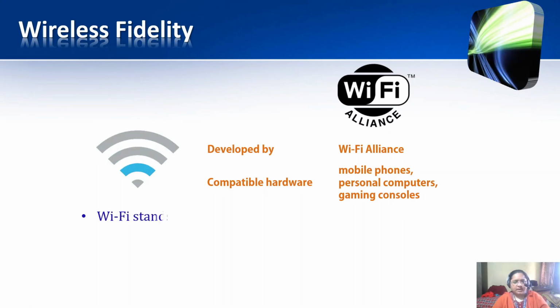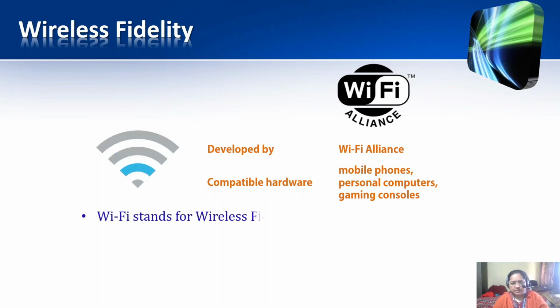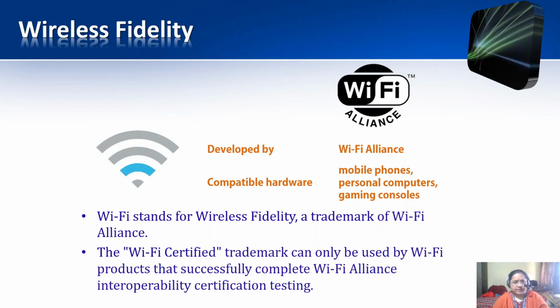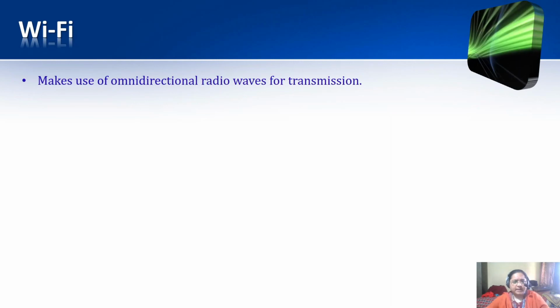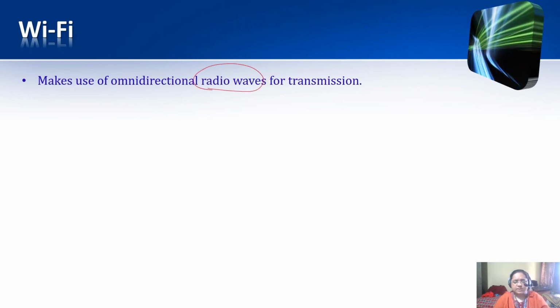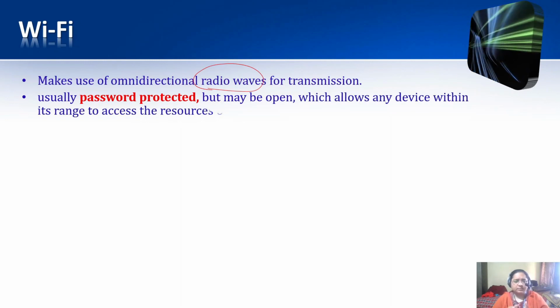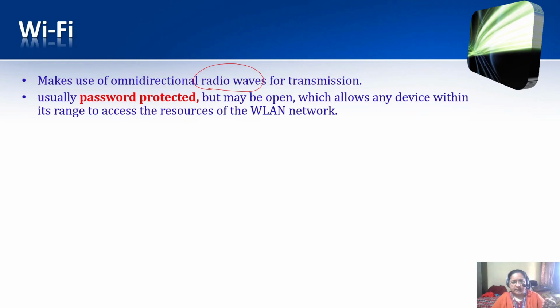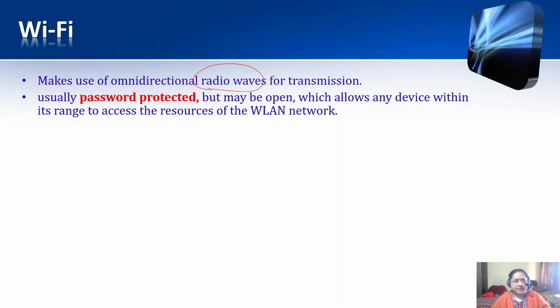It is developed by the Wi-Fi Alliance. Some compatible hardware like mobile phones, personal computers, gaming consoles can be connected to it. It makes use of omnidirectional radio waves, that is radio waves which can propagate in any direction. As we already know, radio waves can penetrate walls, so you can get connected to the Wi-Fi modem even if you are situated in different rooms.